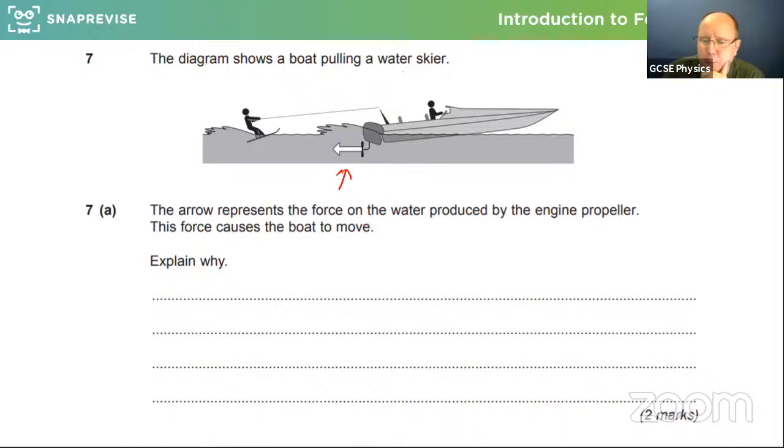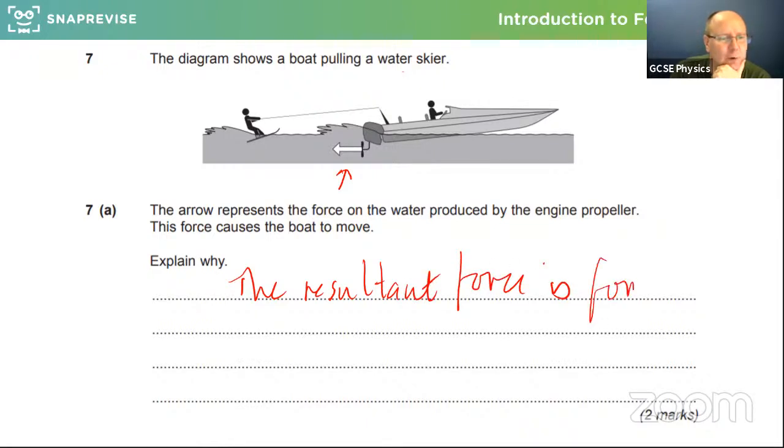So can we explain why the force from the propeller pushing backwards on the water makes the boat move forwards in the opposite direction? So this is to do with one of Newton's laws again. So the resultant force is forwards. Doesn't quite explain it, but there's no harm in saying it if it helps you get to the answer. The resultant force is forwards, but that doesn't explain it. So we haven't quite answered the question yet.